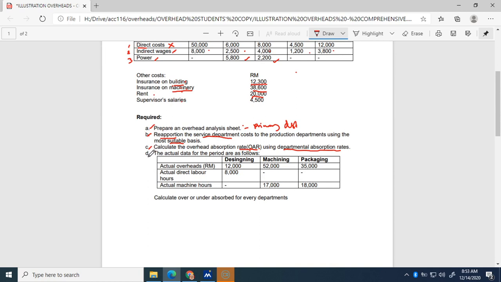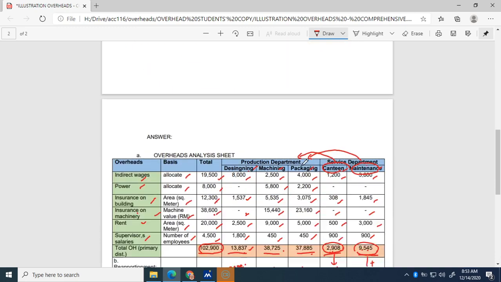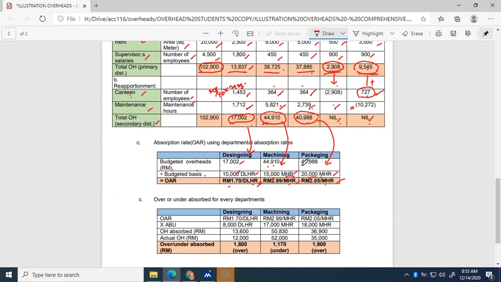Okay, D. Now we have to compare with the actual data. We compare the actual overhead absorbed with the actual overhead to get under or over absorbed. We have to calculate under or over absorbed for every department: designing, machining and packaging. How to get under or over absorbed? First, we have to calculate overhead absorbed. How to get overhead absorbed? OAR times actual base used.